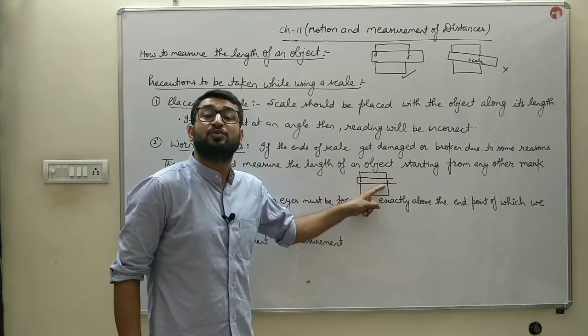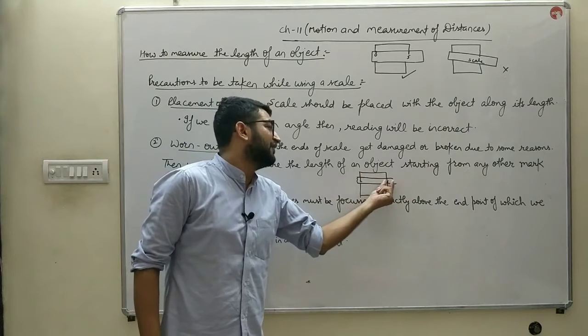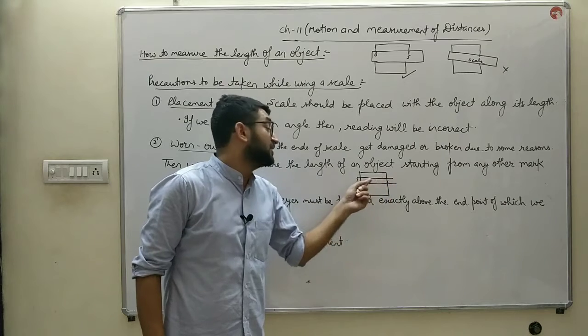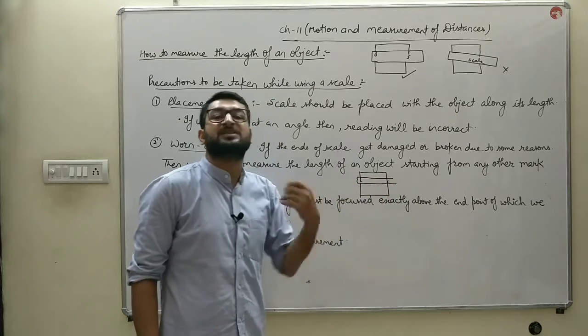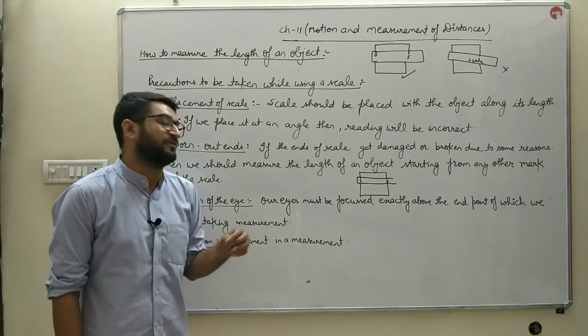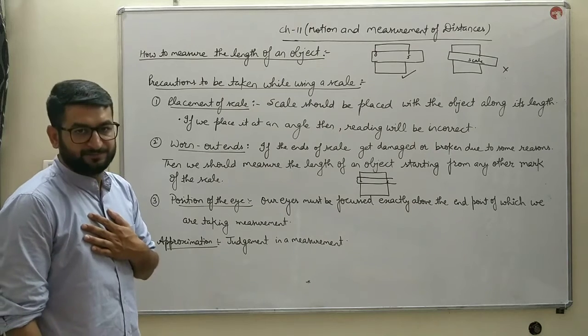So what I have to do for the final measurement is subtract the initial reading from the final one. That is 2 subtracted from 6 will give us the final reading, that is 4 centimeter is the length of this card when I am using the worn out end scale.